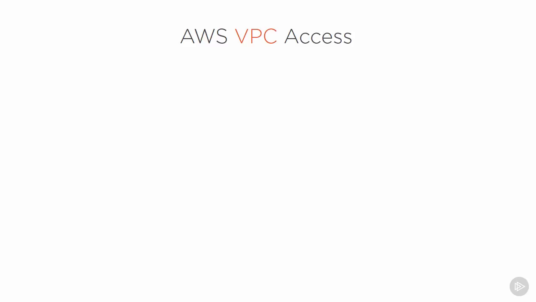Let's talk about AWS VPC access. How do we access the virtual private cloud from outside of the AWS infrastructure? How do I connect my on-premises environment to the AWS virtual private cloud? Well, for starters, we're going to need a VPN.